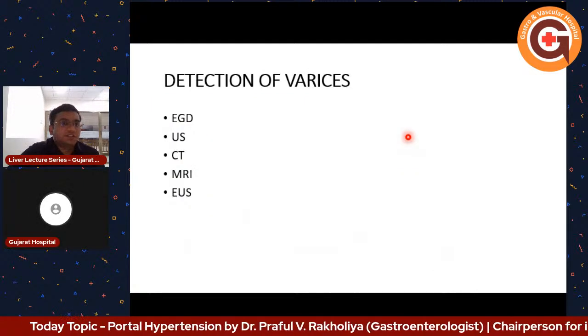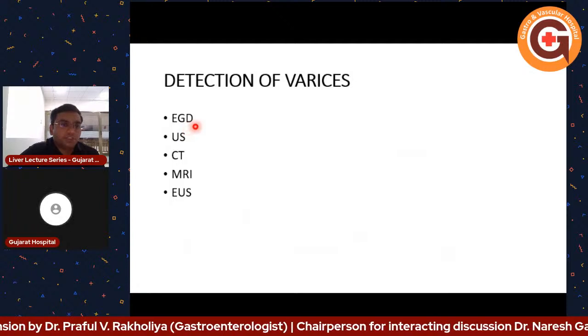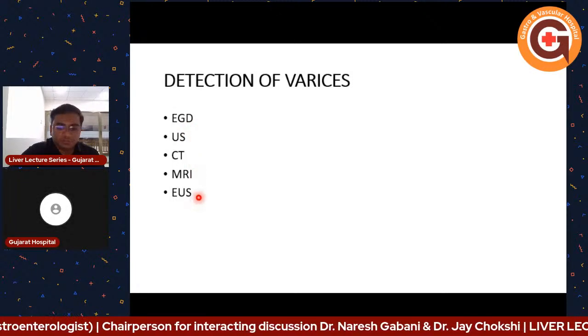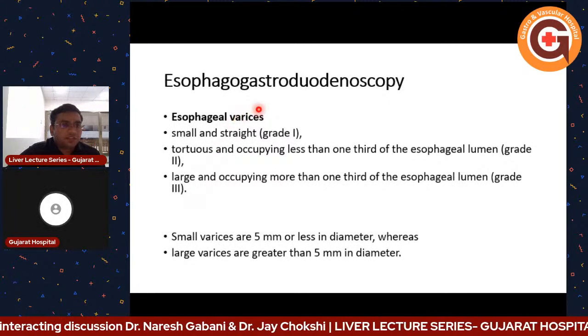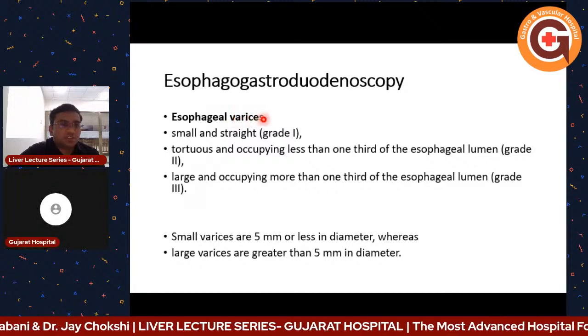How can we detect these varices? We can detect them by endoscopy, ultrasound, CT scan, MRI, or endoscopic ultrasound. By endoscopy, we can grade esophageal varices into three grades.